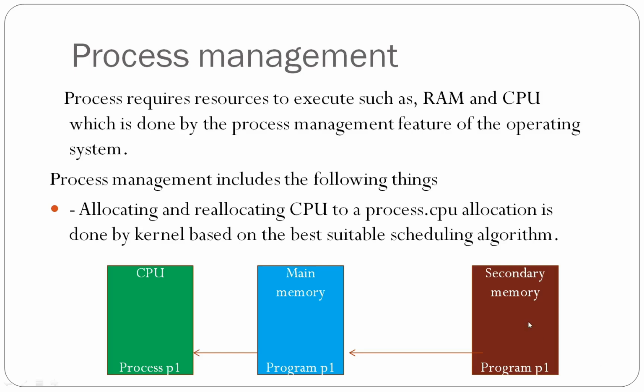Suppose a program is placed in a secondary memory, say program P1. Then this program P1 is loaded into the main memory. Again, this is a program and the program has a state known as ready state, and now the kernel will switch it and transfer it to the CPU or allocate the resources of CPU to this process to execute in the computer. Once this process executes, this process will again go into the suspended or end state. So this is the process management.